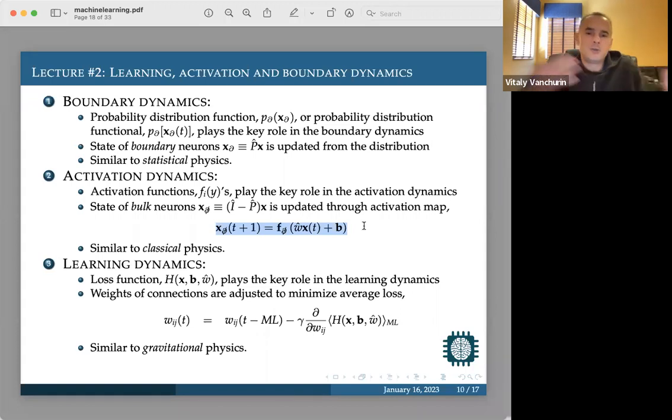And then you have two different rules, right? One rule is how the bulk neurons would evolve through the activation. And the other rule is how the boundary neurons would evolve through some kind of probability distribution or probability distribution functional. And nevertheless, they interact, right? As you can see here, this x has no superscript D, meaning that you need to know the entire state to figure out the next time step of those bulk neurons.